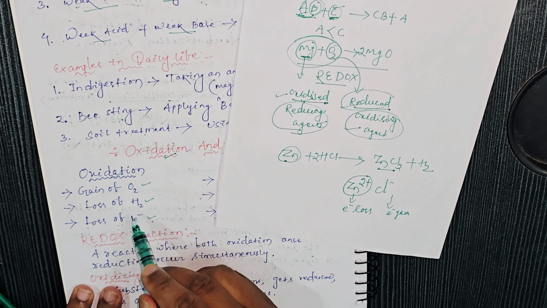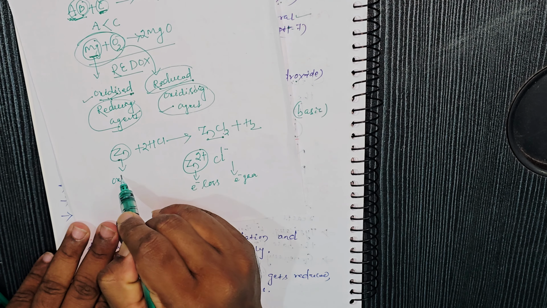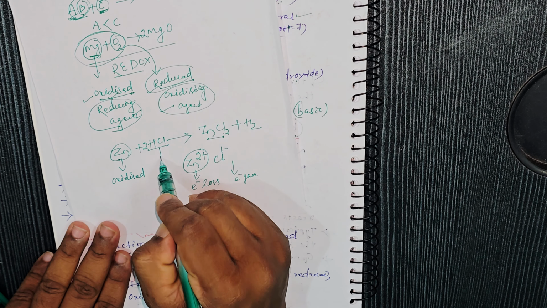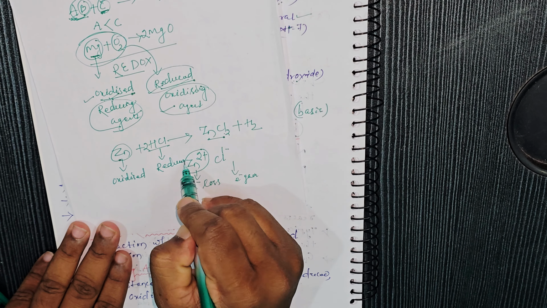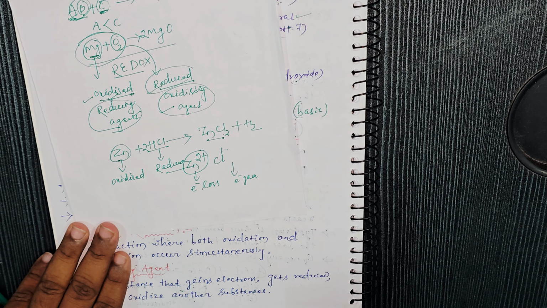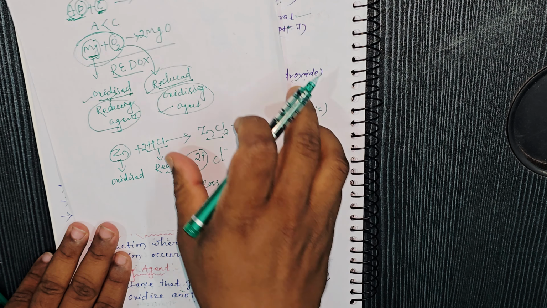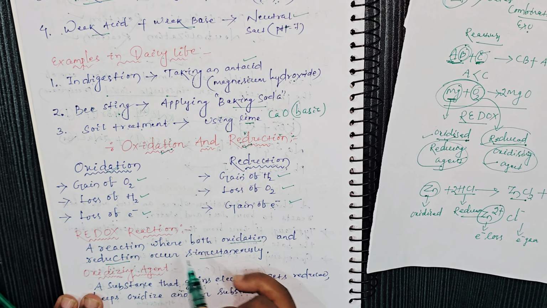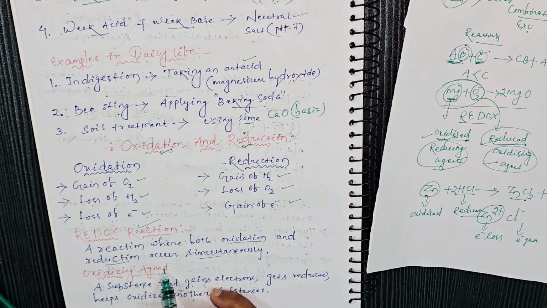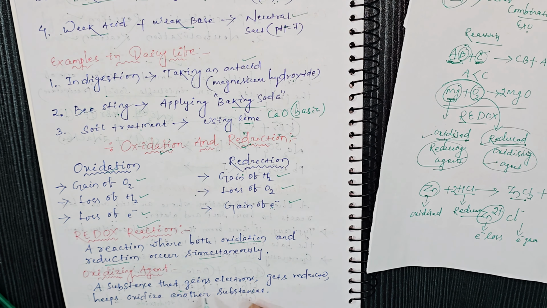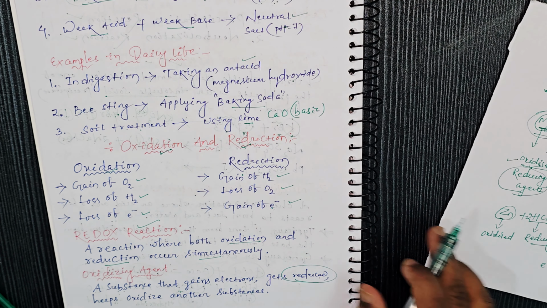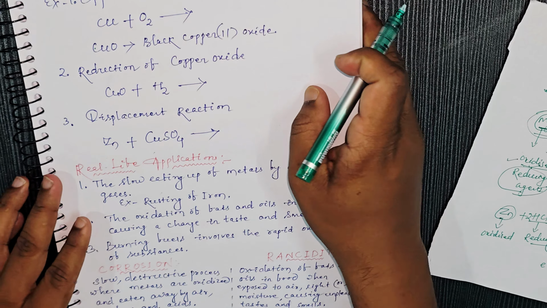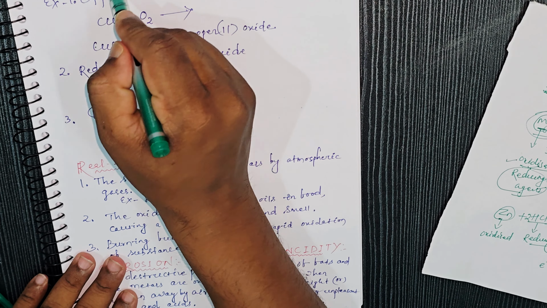So can I say that zinc is your oxidized and hydrochloric acid is your reduced? I hope this is clear. Clear about this point? This particular segment you need to understand. And whenever oxidation and reduction occur in a reaction, that is called a redox reaction. Oxidizing agent means what? The substance that gains electron gets reduced, helps to oxidize another substance. As I said, oxidizing agent means it must be your reduced, and reducing agent means it should be your oxidized.